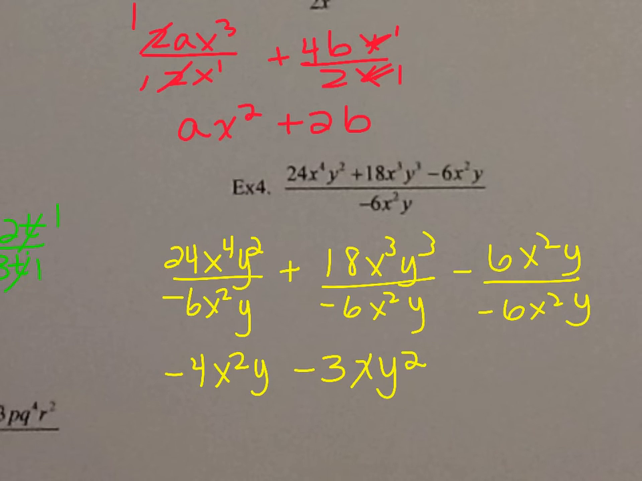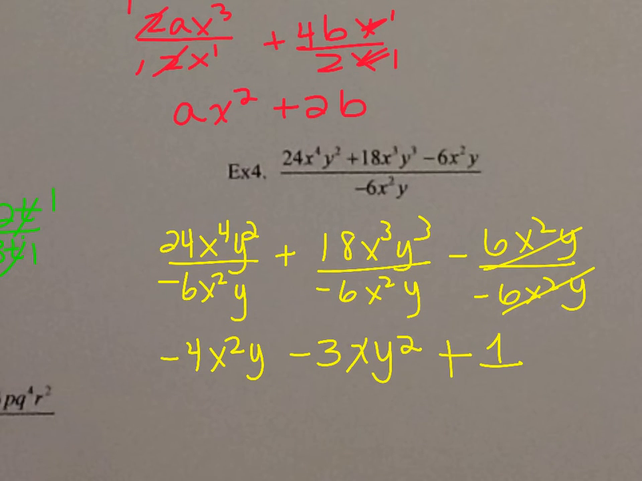All right, let's take a look at this last term. Notice I have a negative divided by a negative, which is going to be a positive. So let's put that down. And then notice I have the same exact thing. 6x squared y divided by 6x squared y is going to be 1. And it's positive 1 because I have a negative divided by a negative. All right, let's take a look at the last problem.